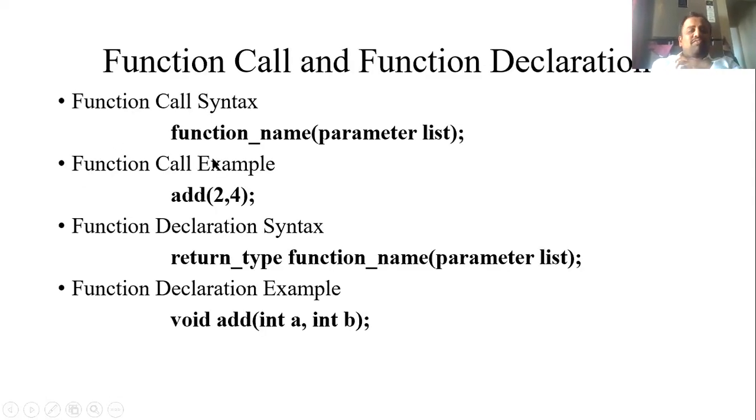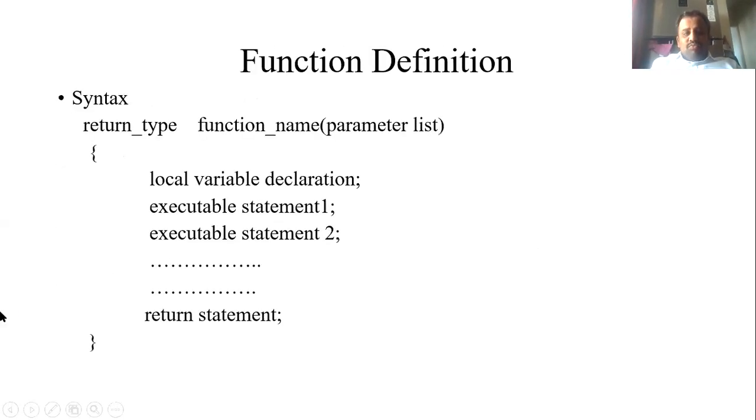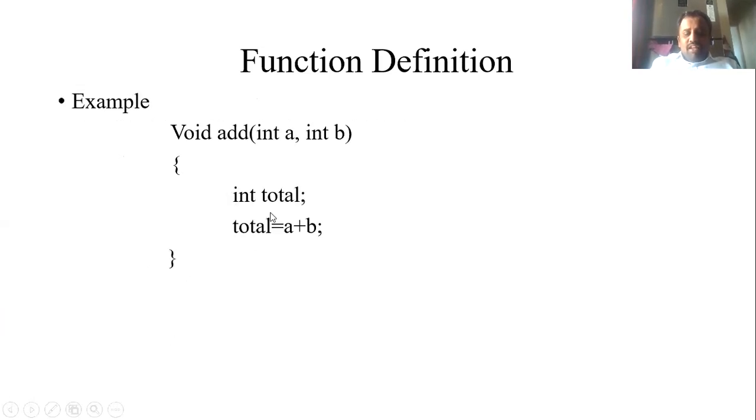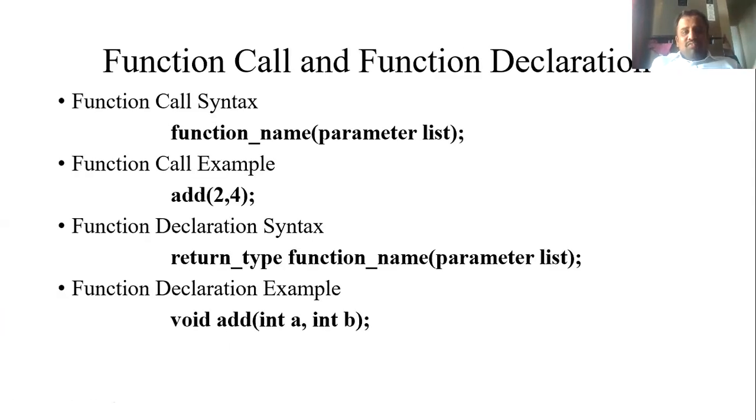So function call and function declaration. In any program, three things are very important: function declaration, function call, and function definition. What do you mean by function call? Wherever you need to execute that function, I need to call it. This is the function definition example. Whenever I want to add two numbers, I need to call that function in main.